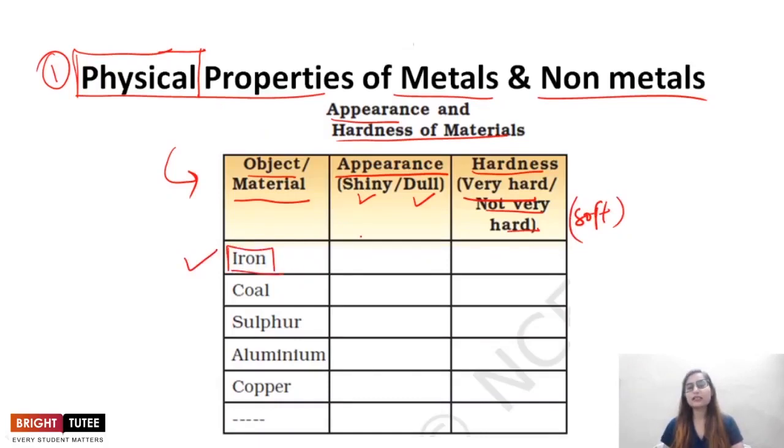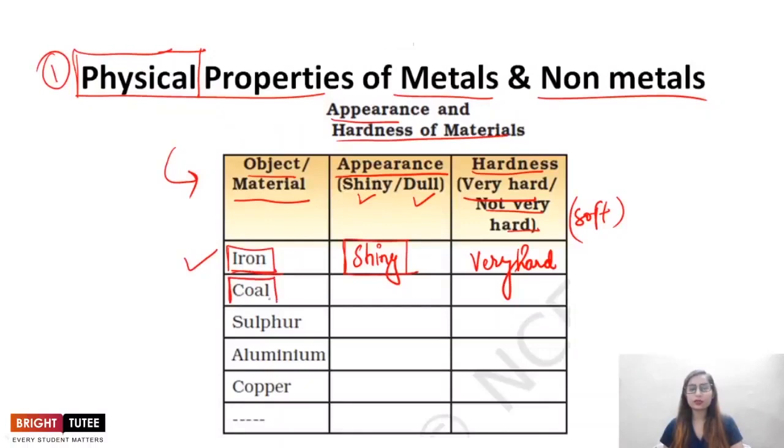Now, iron does not have a very shiny appearance. Comparatively, according to non-metals, it is still shiny. So, we will write it as shiny, because if we polish iron, it will come out as shiny. Then it is very hard. It is used for making trains, bridges, buses, cars. So, it is very hard in nature.